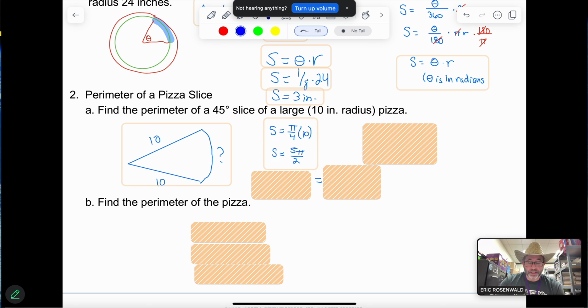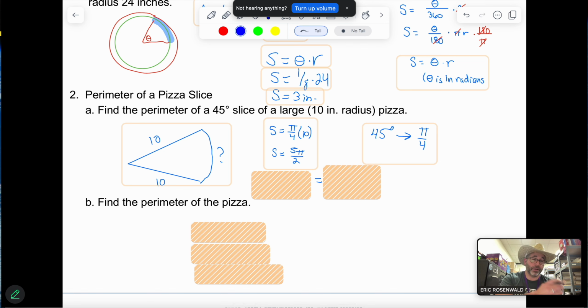Well, our formula is S equals theta times r. That's our normal formula. In this case, I'm given 45 degrees as my angle, but I want to convert this over to radians. And if I do that, we know that 45 degrees is the same as pi over 4.